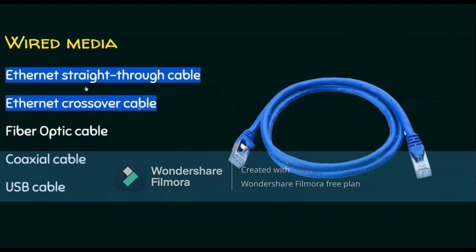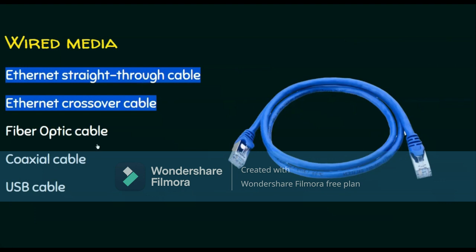If we want to connect different devices, we have to go for Ethernet straight through cable. In case we want to connect two devices of the same kind, say two switches or two routers or two computers to each other, then we have to go for Ethernet crossover. In Ethernet cable, the data is going to be carried in terms of electrical signals. So far we have seen Ethernet straight through cable and Ethernet crossover cable.